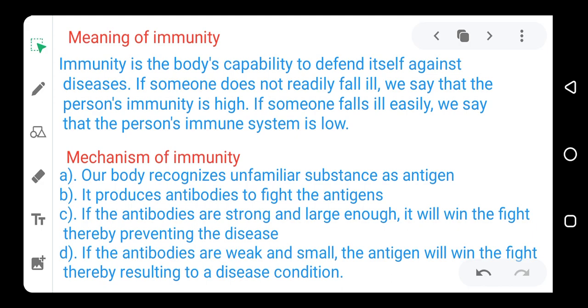There are other diseases that also reduce our immune system and make the body vulnerable to attack by enemies. So this is the mechanism of immunity.